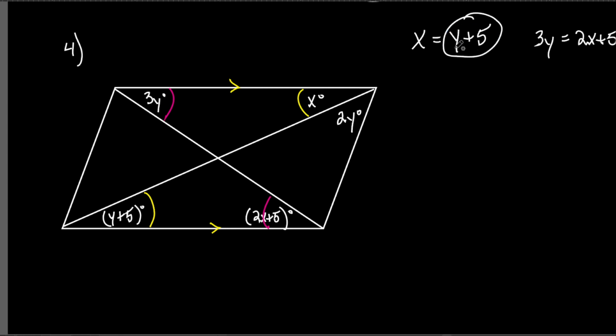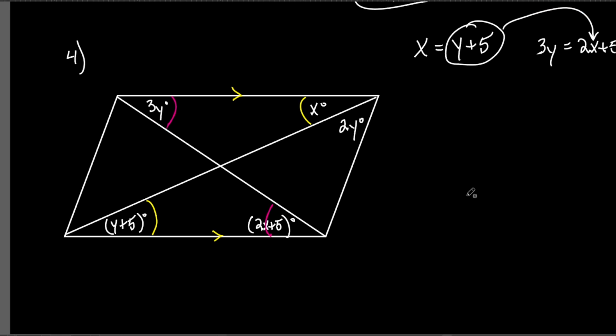But what I can do is take what x is equal to and put it where? Into the x in the other equation. That's my substitution. Everybody see that? That's the substitution. So let's do that. What I'm going to do is rewrite this equation, but instead of 2x, I'm going to write 2 times y plus 5.